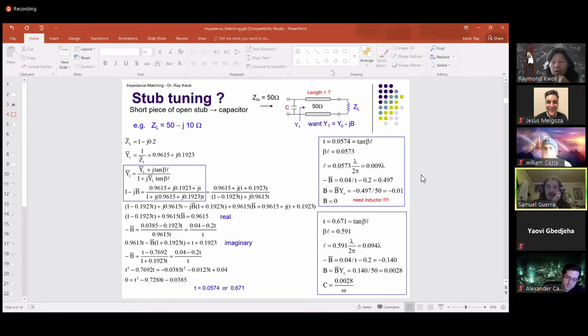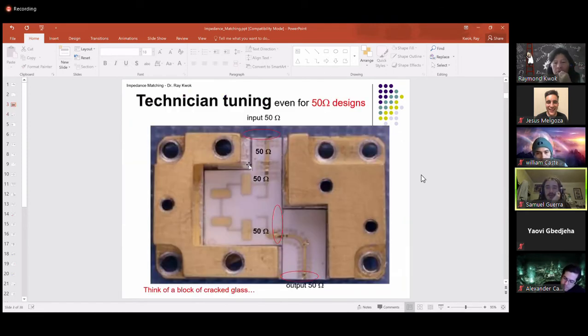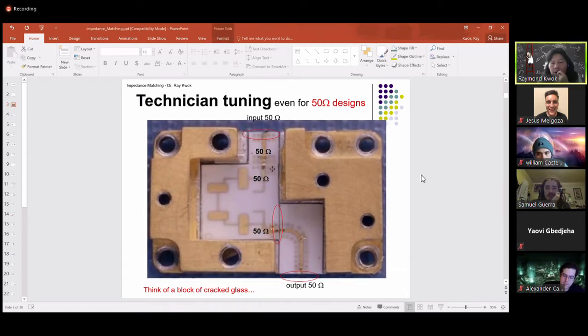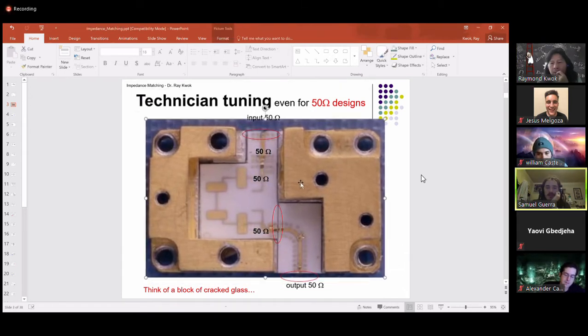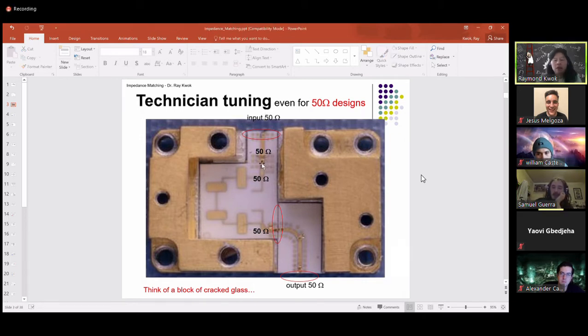I have a quick question that's just related to that photo. Yes. Is there any way to tell, just by looking, if a stub is open or shorted? Because if it's shorted, wouldn't there be some kind of VIA connected to the ground line? Okay, so yes.